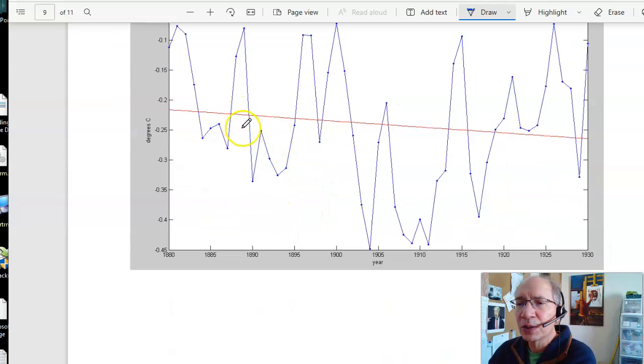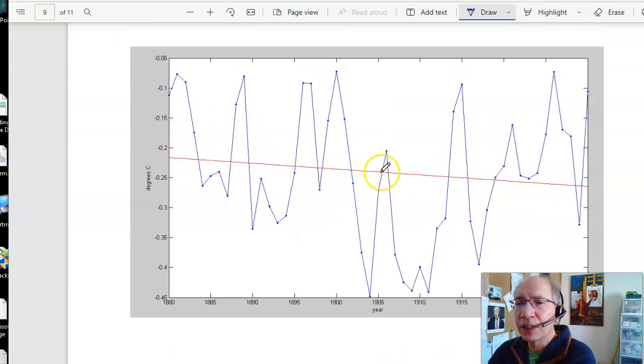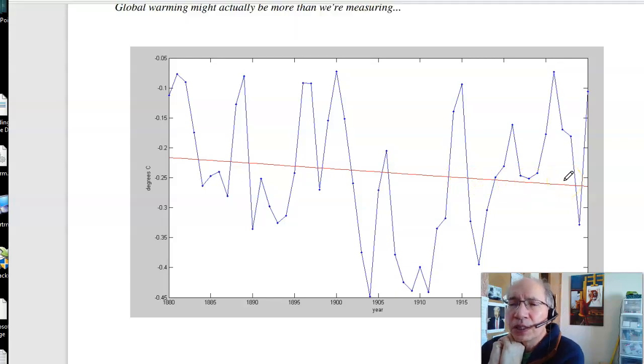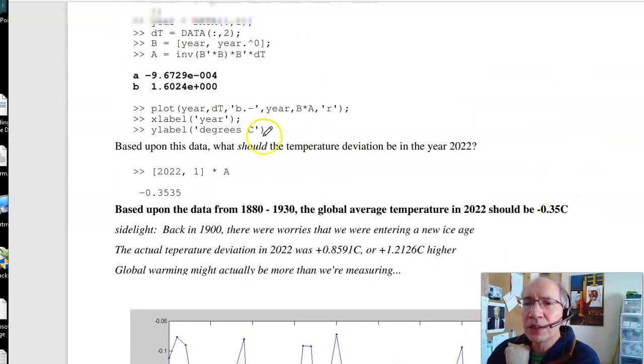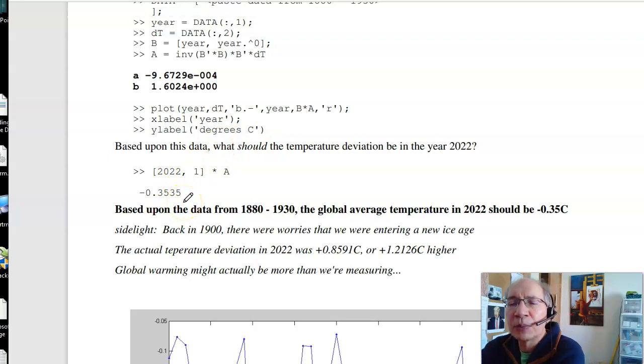So going between 1880 and 1930, it looked like things were cooling off. Back at the turn of the century, it was thought that we were entering another ice age. And if that trend continued, by the year 2022, we should be down about negative 0.35 degrees Celsius.